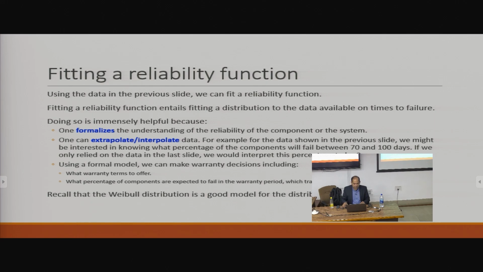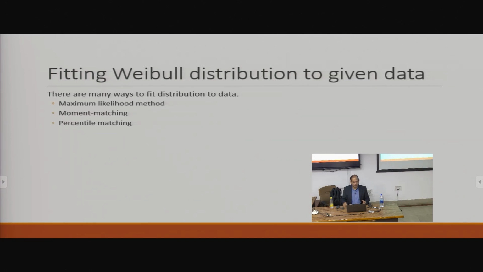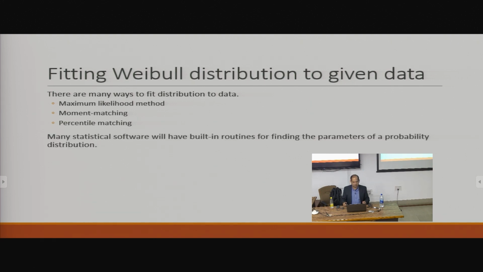Okay. So we already agreed that the Weibull distribution is a good model for the distribution of time to failure. There are many ways you can fit distributions to data. You can use the maximum likelihood method, moment matching, or percentile matching. There's a whole bunch of techniques available, and you're free to use any of those. Software like Minitab will do it for you very easily. You can say, here's the data, fit a distribution, and it will do that for you.